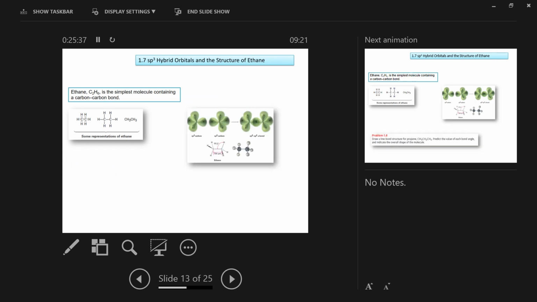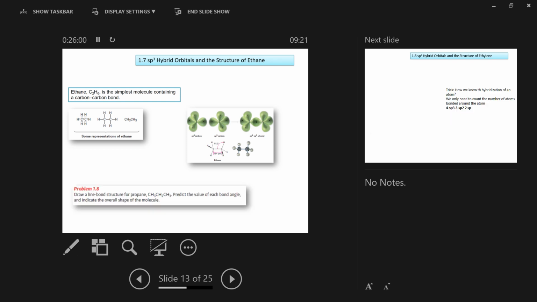In the case of ethane, what we have is the sp3 orbital of one carbon and the sp3 orbital of the other carbon, with 1 electron each, and then they join together to form the carbon-carbon bond. As you can see here, we form the carbon-carbon bond, and we generate the final molecule.